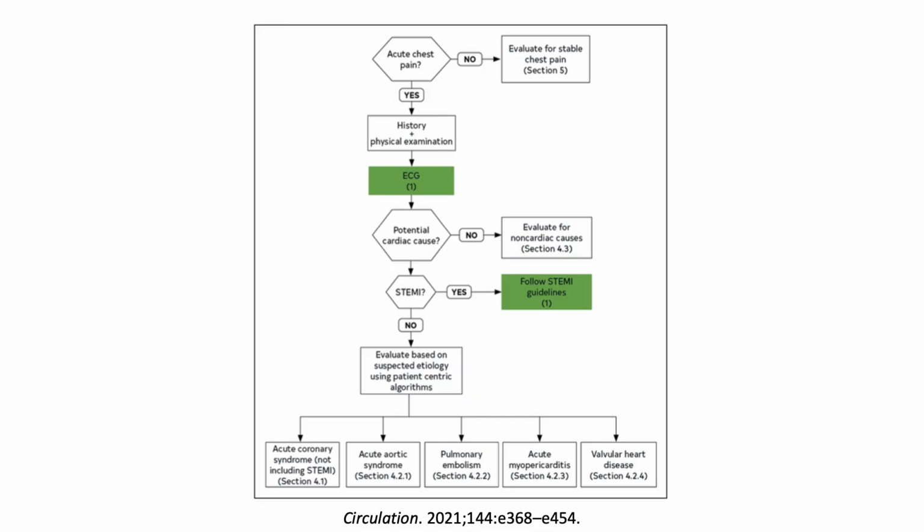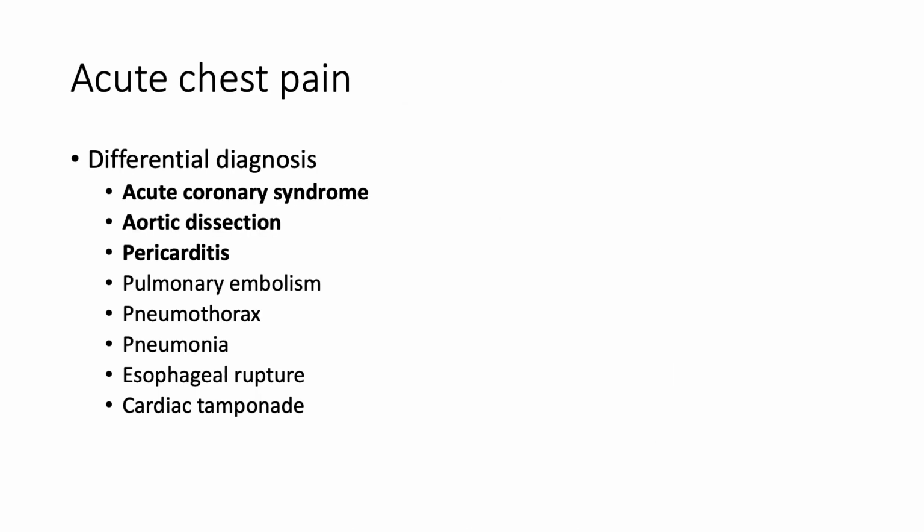Okay, now we're going to switch gears and talk about acute chest pain. So you'll see on this algorithm here that the first step then, if they do have acute chest pain, is get your history and physical exam. And that is going to be guided in part by your differential diagnosis. So thinking about what are our life-threatening and common disorders that cause acute chest pain, that should guide your history and exam. And so we're going to talk about acute coronary syndrome, aortic dissection, and pericarditis, but here are some other causes of acute chest pain that you should not forget about.